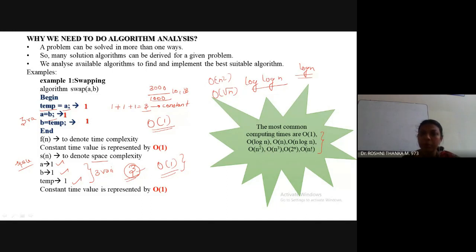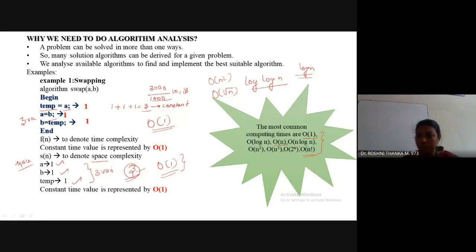So when we arrange all these time complexity measurements in ascending order, the lowest is big O of 1. Then we have big O of log n, big O of n, and then big O of n log n, n square, n cube, 2 to the power of n, and n factorial. So this is the topmost one.